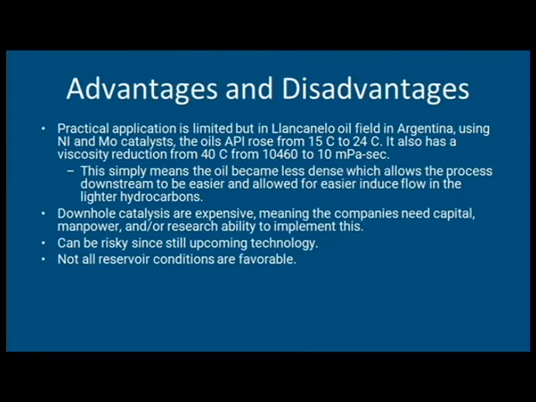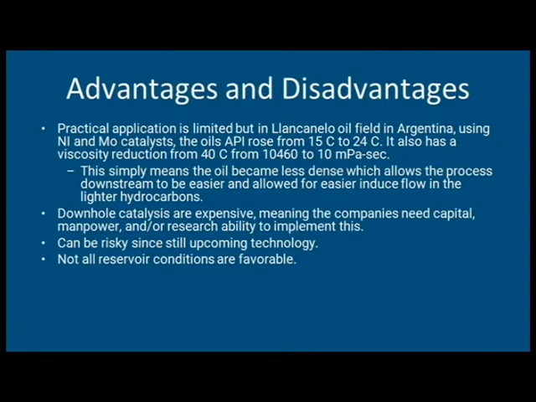So some advantages and disadvantages of using the catalyst: the practical application currently is limited, but in El Canalio oil field in Argentina, using specific catalysts, the oil's API rose from 15 degrees to 24 degrees. It also had a viscosity reduction from 40 degrees Celsius. This simply means that the oil becomes less dense, which allows the process downstream to be easier and allowed for easier induced flow in the lighter hydrocarbons.